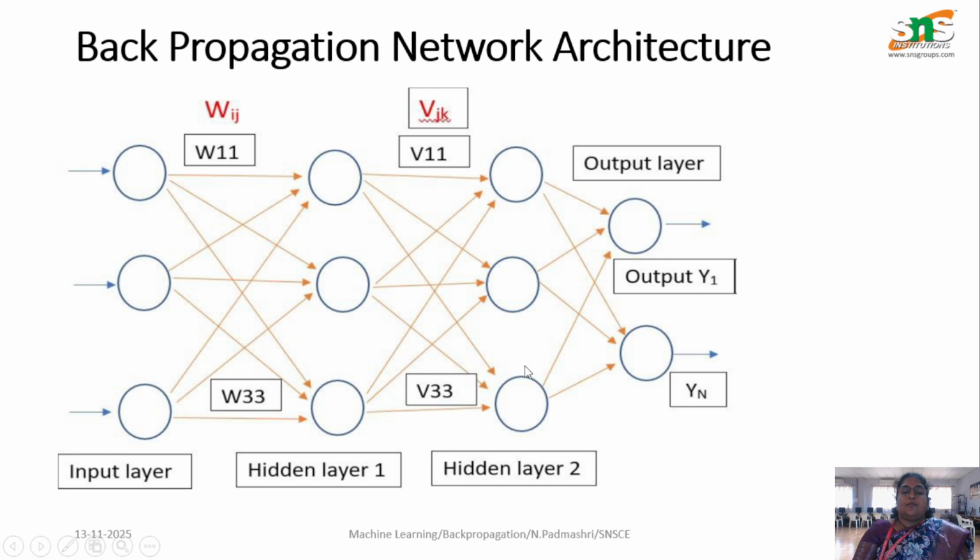There can be n number of hidden layers between the input and the output layer, and we all know each node in a neural network is associated with its own weight, right? If I take this node as the 11th node, it is associated with the value W11, and if it is the 12th node, it will be W12, then 13. It goes like this. So we take it as Wij, and for the next layer, the hidden layer, I am going to take the weight as Vjk. This is going to be your output layer, Y1 to Yn is the output layer. This is the backpropagation network architecture.